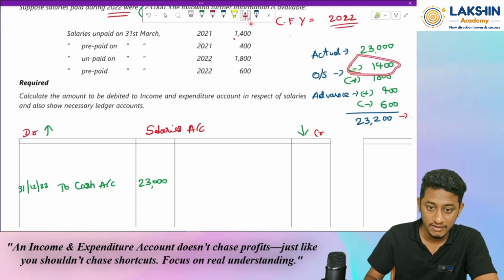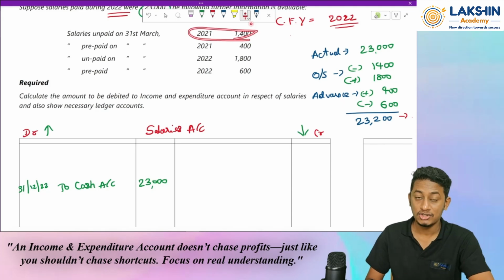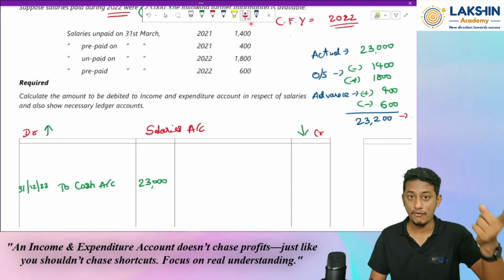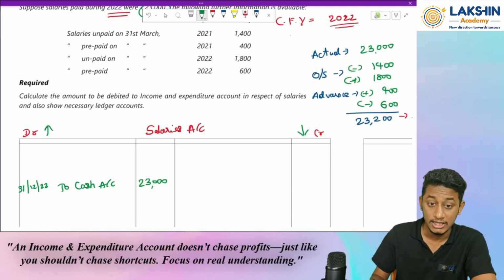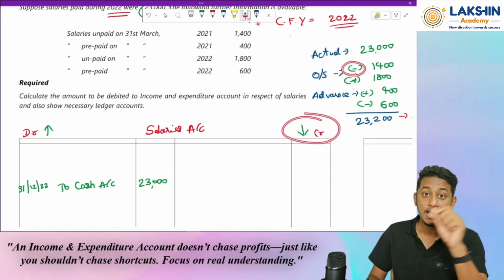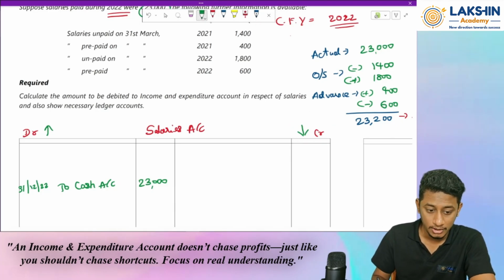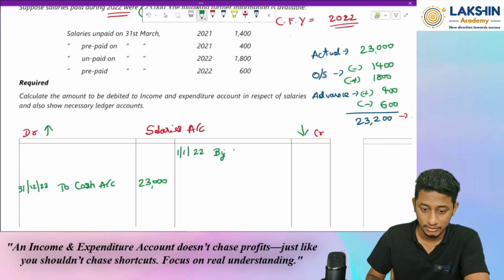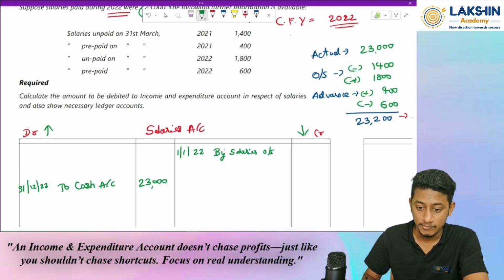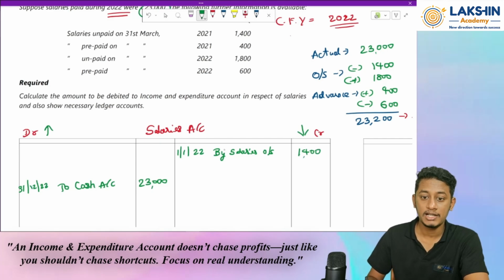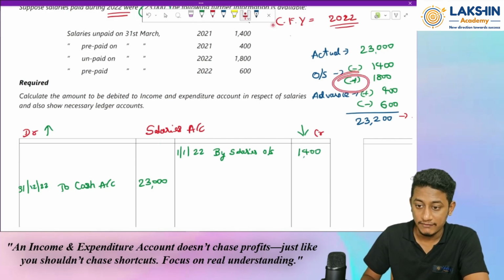See, 1,400 is where? Here. It was belonging to the previous year. So it is a balance which was carried forward from the previous year. So the entry will be on the credit side. Why? Because I am deducting it. So to deduct it from the value of salaries, I will credit the entry. By, sorry, date is required, right? So date will be 1st of Jan 22. Salaries outstanding. How much is the amount? 1,400. Clear?